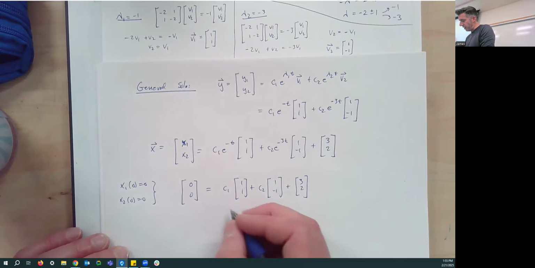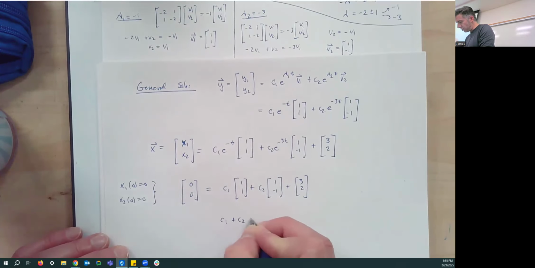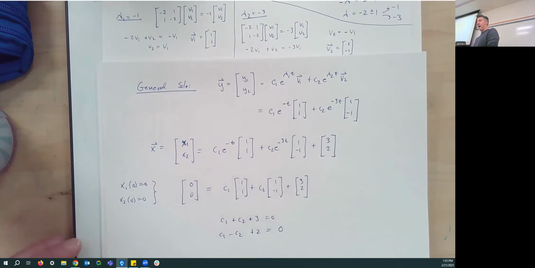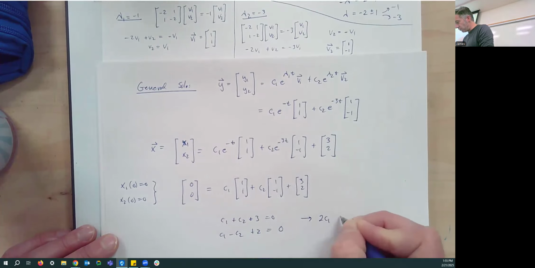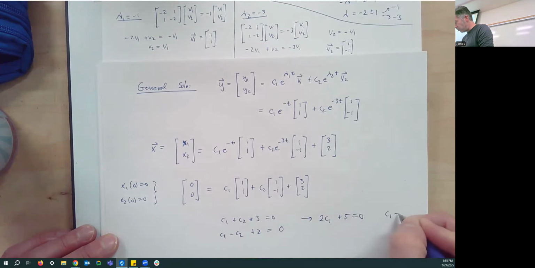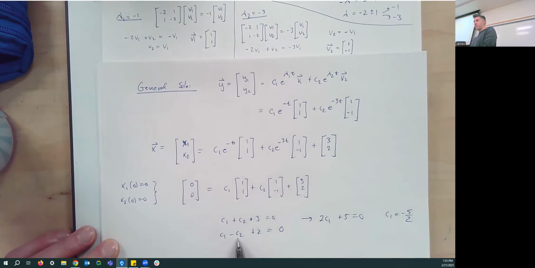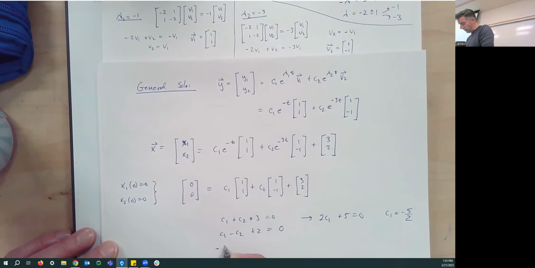So here's what I'd probably do. I would just write it out as C1 plus C2 plus 3 equals 0. C1 minus C2 plus 2 equals 0. That seems pretty easy: add those two equations together to eliminate the C2s and get 2c1 plus 5 equals 0. So c1 equals negative 5 halves. And then plug that into either one of these to get that c2 is going to equal, I think, negative 1 half. Right? So if you do negative 5 halves minus c2 plus 2 equals 0, you get that negative 1 half on the left equals positive c2 on the right. Cool.